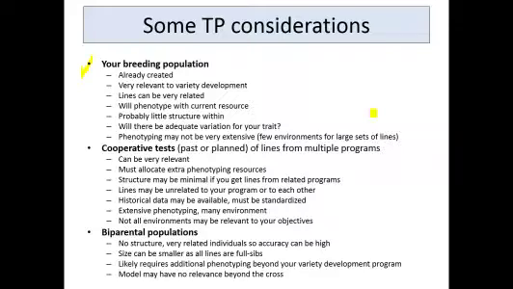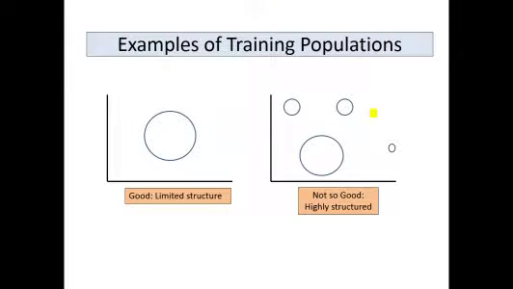Here are some examples of training populations. I'm simply displaying a collection of lines that have all been genotyped, and we're looking at graphs of principal component analysis. So we're looking at the genetic space within a population. Here's a nice training population. The lines are all within one region of the genetic space. They're fairly related to one another. And there's limited population structure here, and that's a good training population.